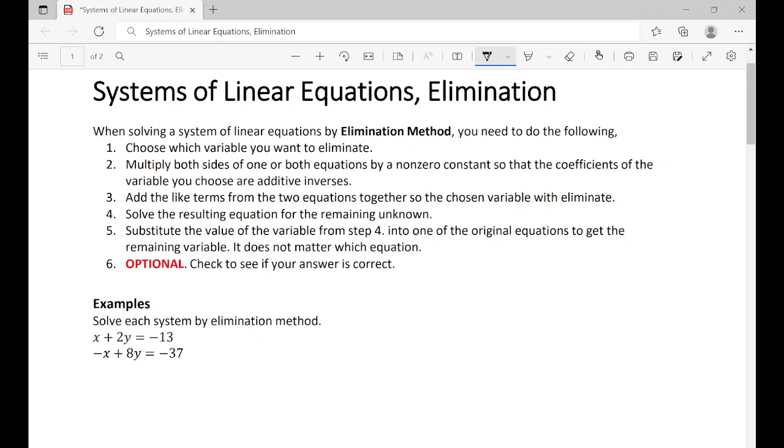There is an optional step. You can plug your answers back into the equations to see if they're true, but you do not need to. That is just as a check on yourself if you want to make sure you're correct.